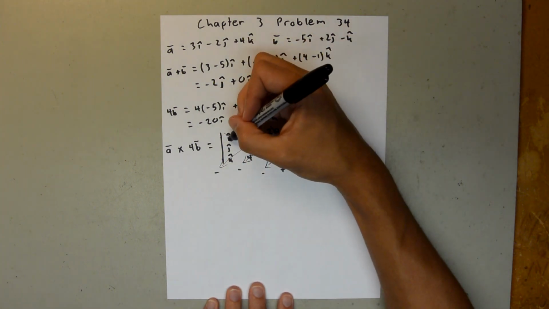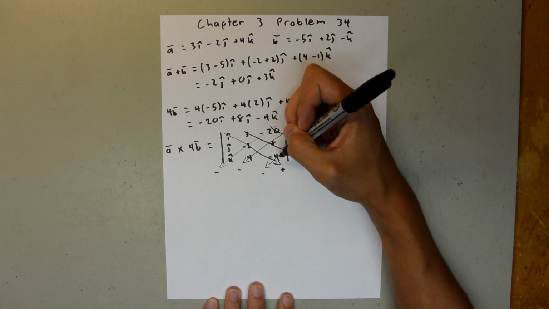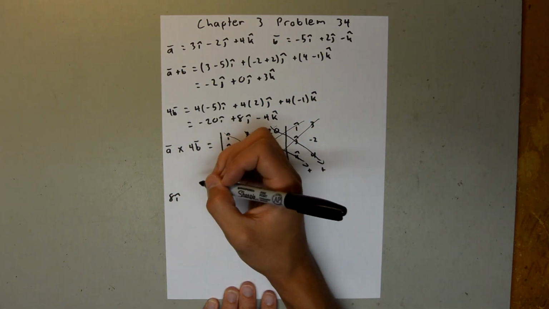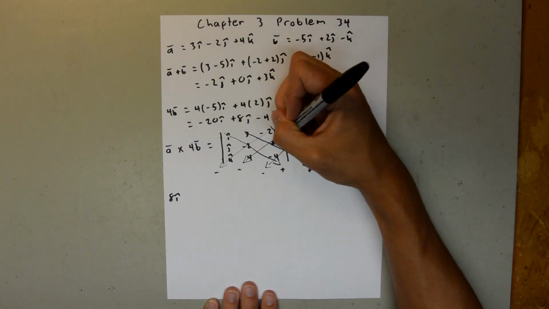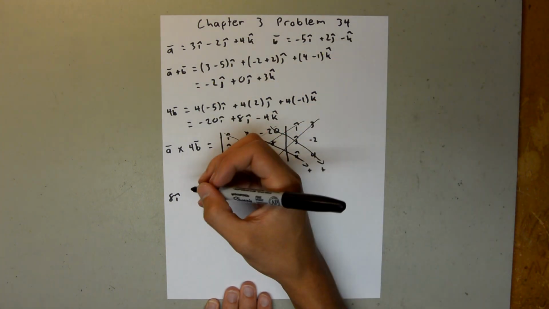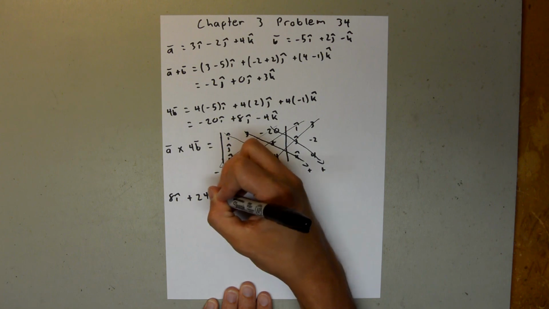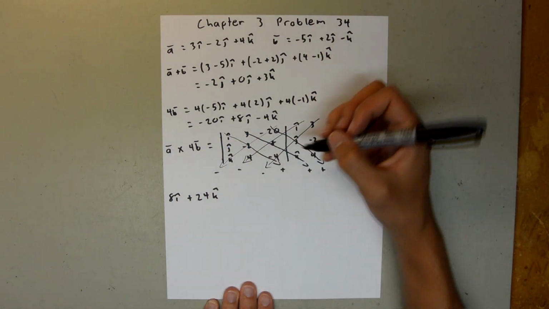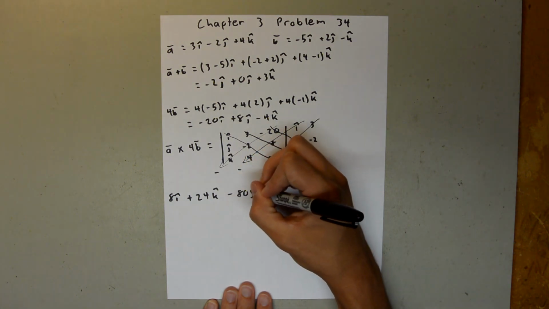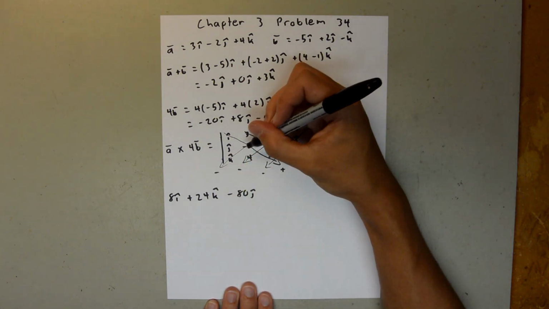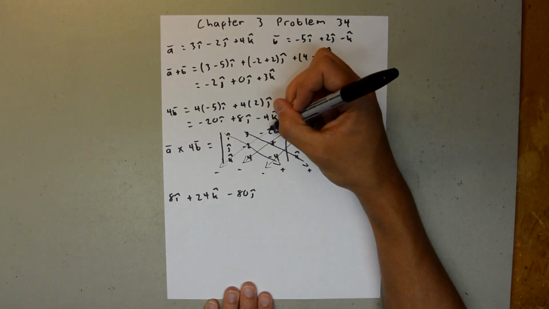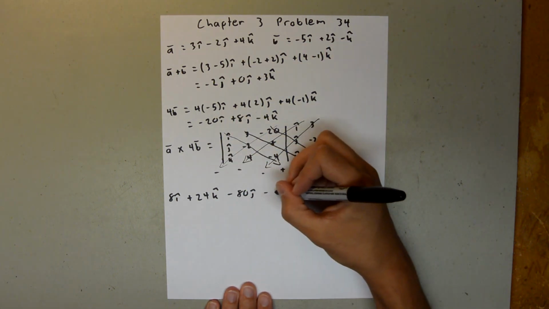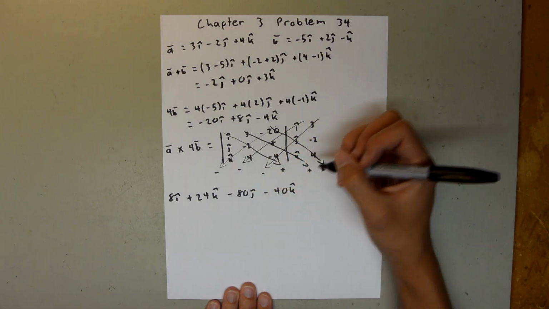So let's start here. So we have i hat, negative 2, and negative 4. When you multiply those together, you get 8 i hat. And then we have 3, 8, and k hat, so that's going to be 24 k hat. And then here we have negative 20 j hat and 4, so that's negative 80 j hat. And then here we have k hat, negative 2, and negative 20, so that is 40 k hat, but it's minus, so we have negative 40 k hat.